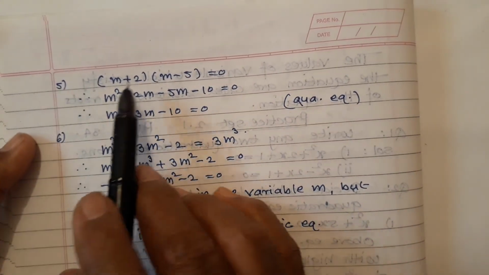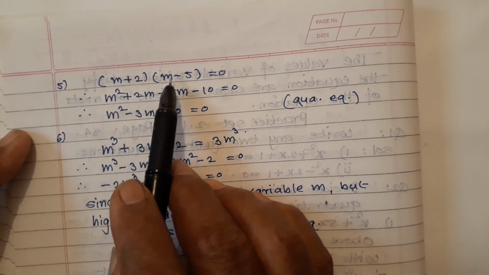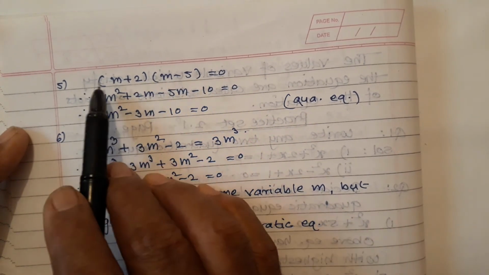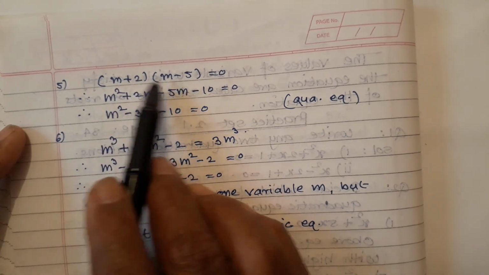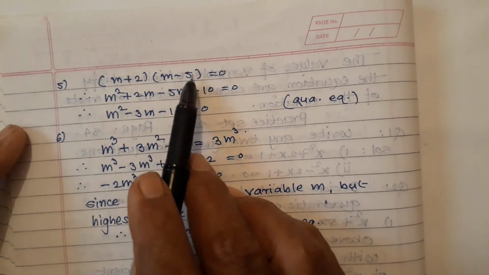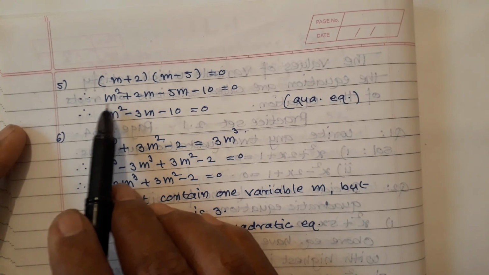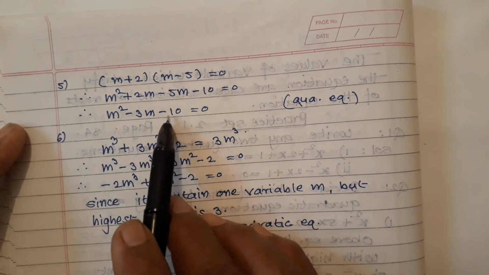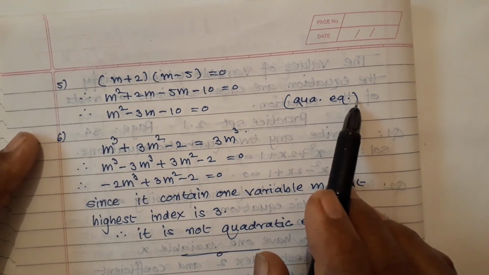Okay, now I will take some more examples. Question number 5: m into bracket m plus 2, and in the second bracket m minus 5, is equal to 0. Simplify this, means simply you multiply. So this is m into m square plus 2m, then multiply by this, minus 5m minus 10 is equal to 0. Now then you add similar terms, m square minus 3m minus 10 is equal to 0, and now this is a quadratic equation.